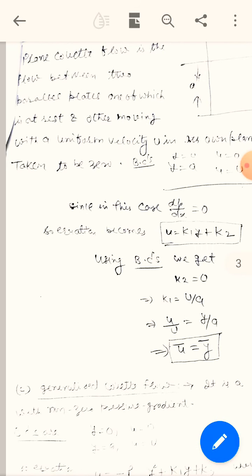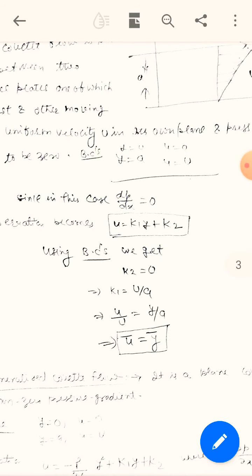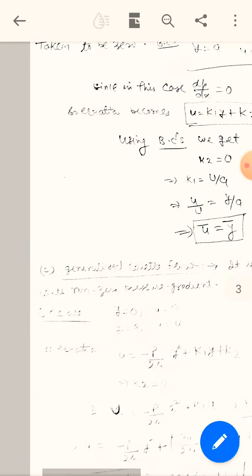In this case there is no pressure gradient, so dp by dx is equal to 0, and the equation becomes u is equal to k1 y plus k2. Using the boundary conditions, we get k2 is equal to 0 and k1 is equal to U upon a. So small u upon capital U is equal to y by a, and in non-dimensional form we can write it as u bar is equal to y bar, where u bar is the non-dimensional velocity component and y bar is the non-dimensional distance parameter. This case is known as plane Couette flow.